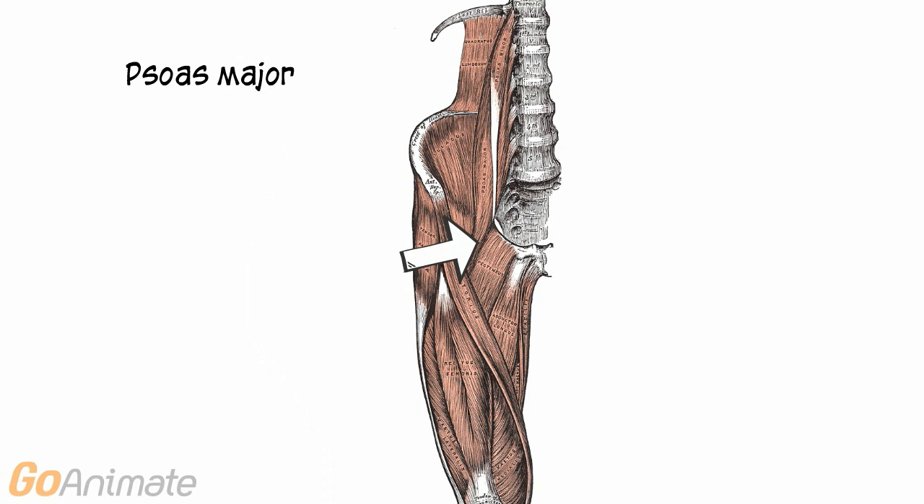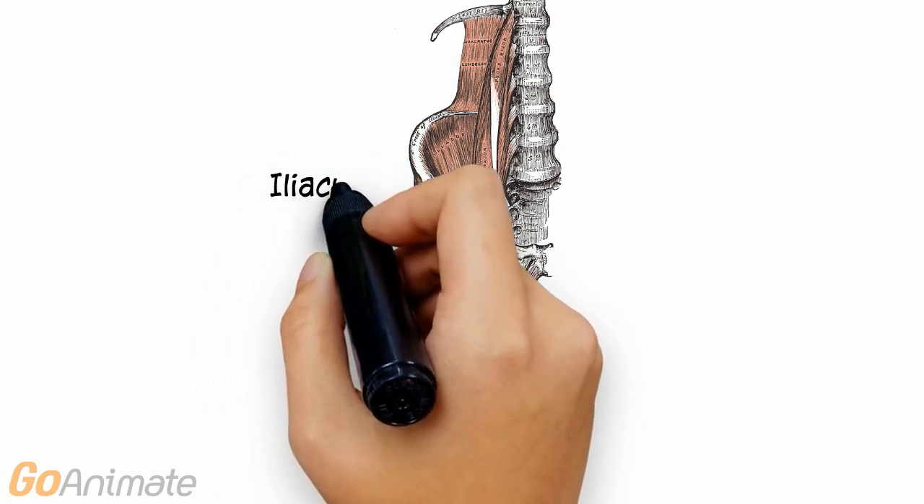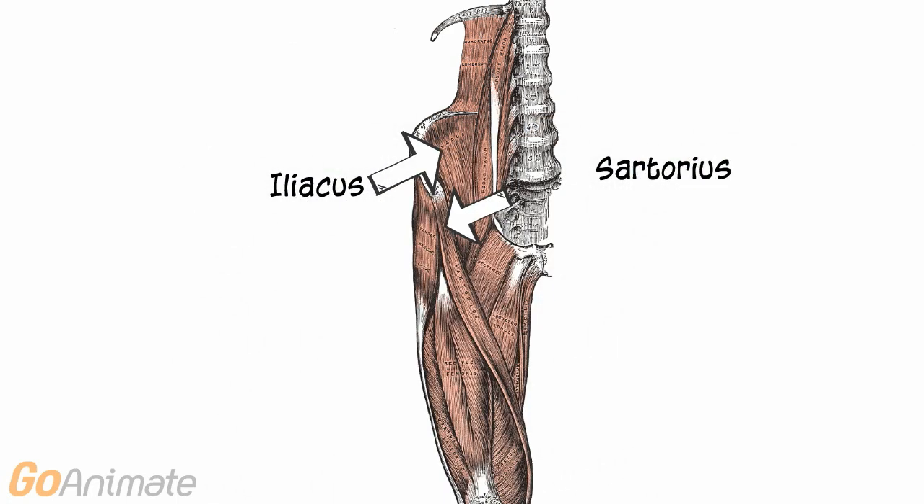Here is the anterior portion of the abdomen and leg. We can see a deep muscle here called the psoas major, which attaches to the lumbar spine. The iliacus attaches to the ilium.